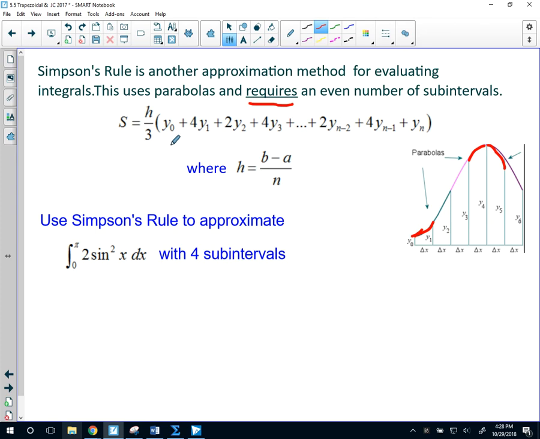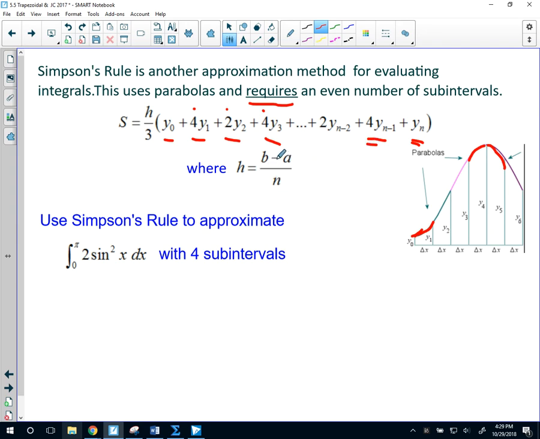And it looks kind of similar to the trapezoidal rule, where you don't multiply your first y value by anything, but then the second one by 4, the third one by 2, the fourth one by 4. So notice it rotates between 4, 2, 4, 2, and so on, so that the last one has nothing it's multiplied by, and the one before it's multiplied by 4. So it's like a symmetric thing through the middle.